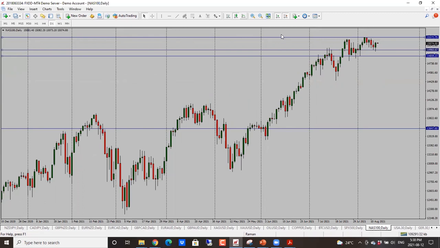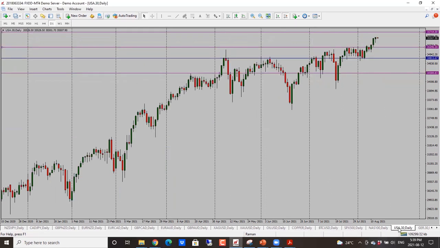NASDAQ here as well. We did see price bounce off of the support. We have a bullish candle close, so looking for a move back towards the top of the range since it got rejected from the bottom here. 15,170 is the target here. So neutral to bullish bias here for NASDAQ.